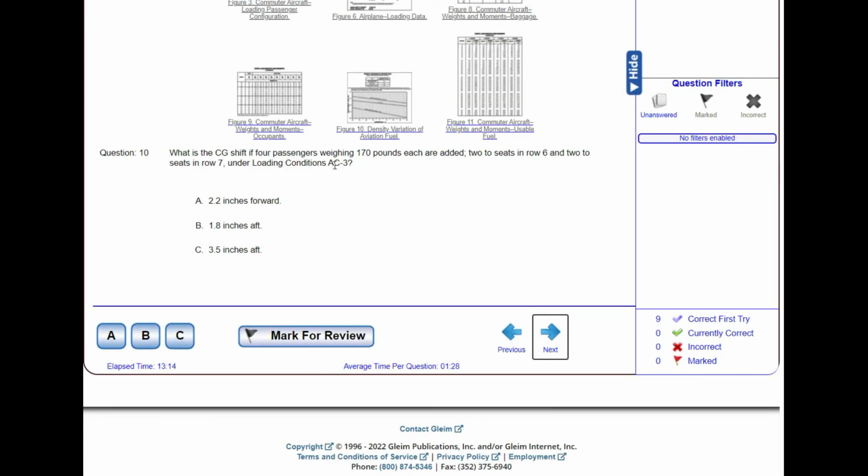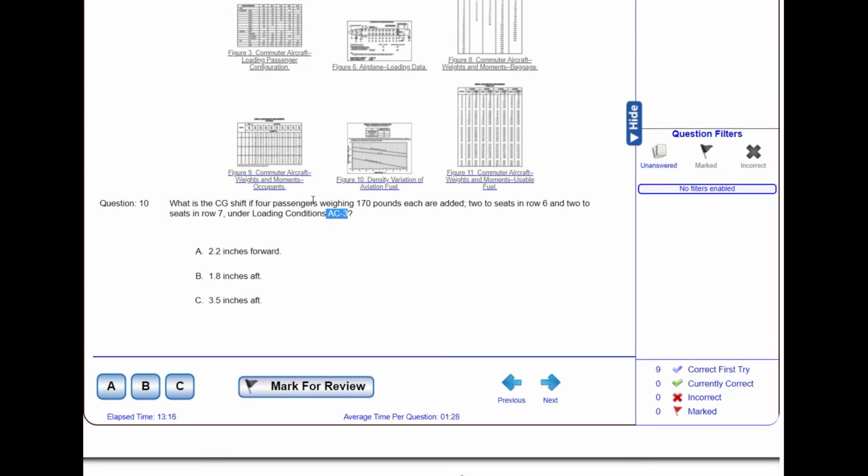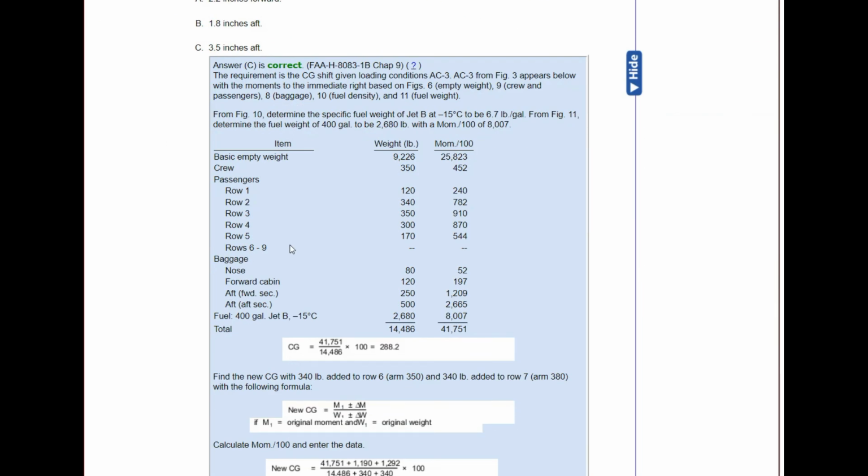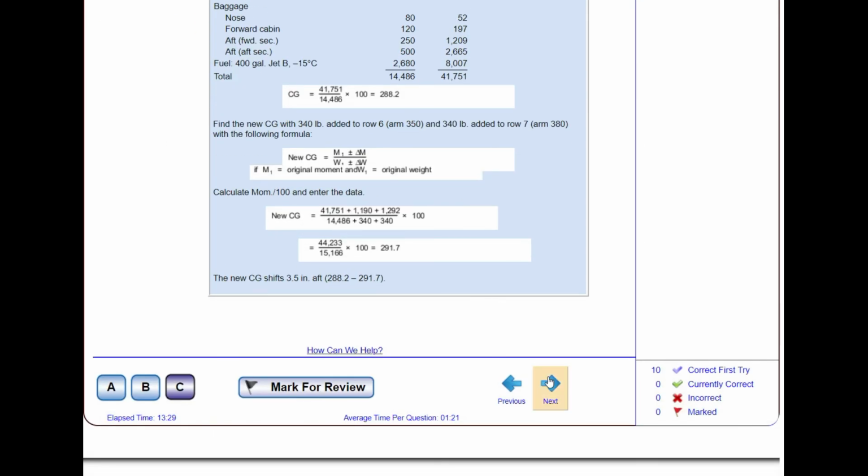Last one here is AC3, which is not in our specials list, so we know it's going to be the higher number available, which is 3.5. So that takes care of all those questions.